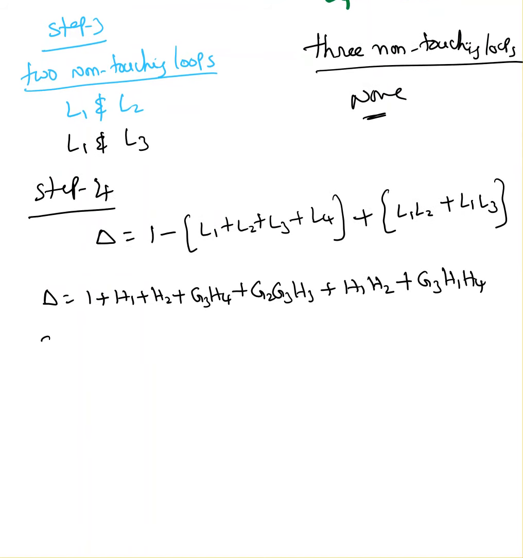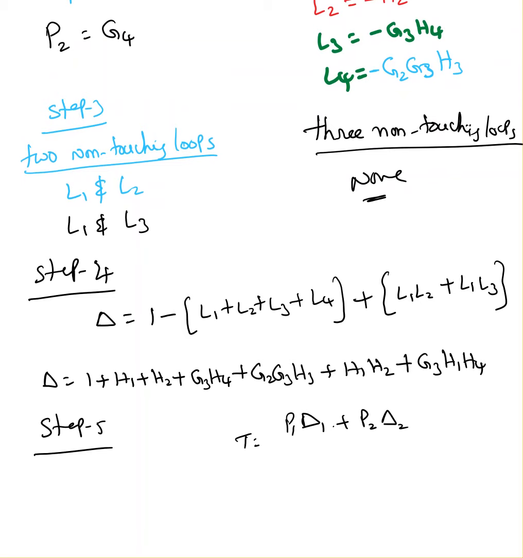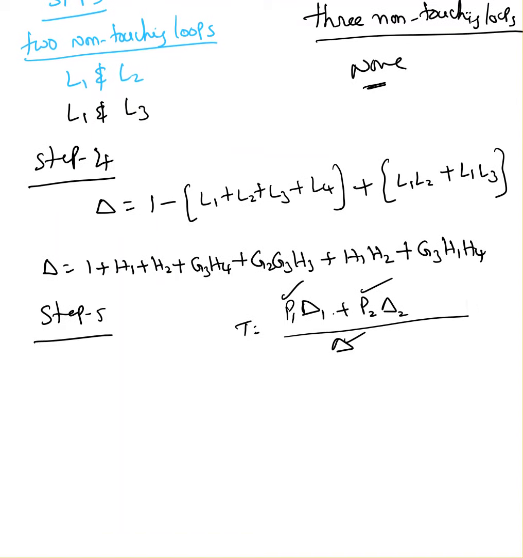Now step 5, find delta 1 and delta 2, because we know that the transfer function T equals P1 delta 1 plus P2 delta 2. I have only 2 forward paths, so that's the reason I have only 2 elements there. If I have more, P3 delta 3, like that, over delta. So I know this, I know this, I know this. I don't know delta 1 and delta 2. So how do you find delta 1 and delta 2?